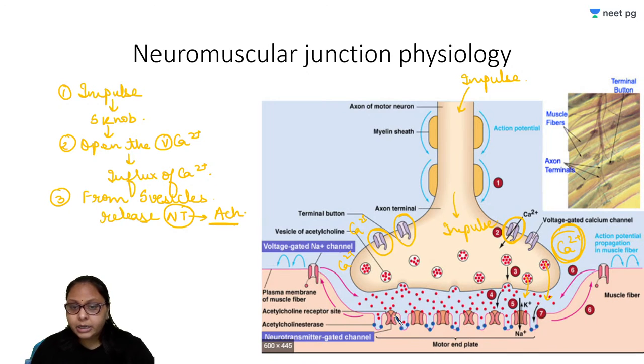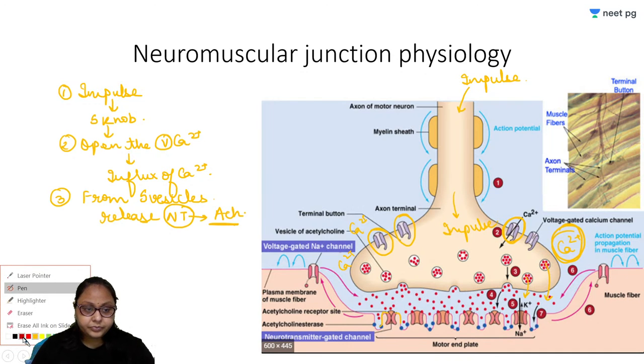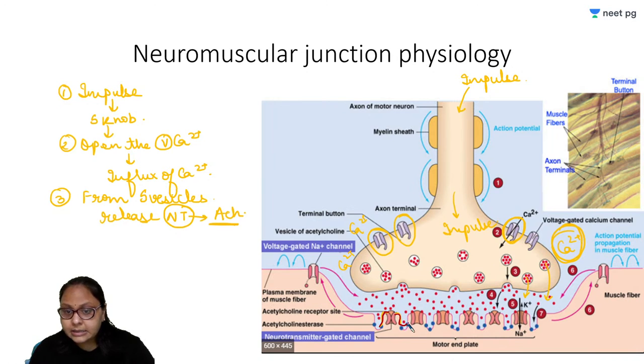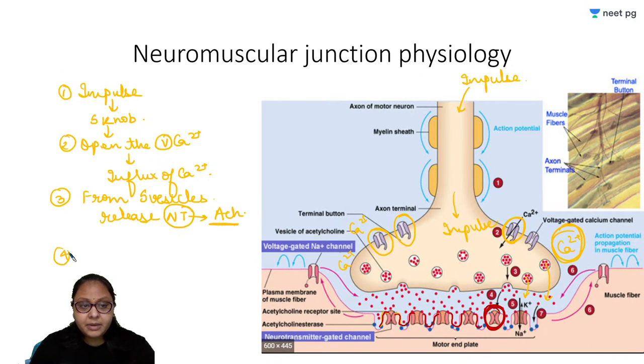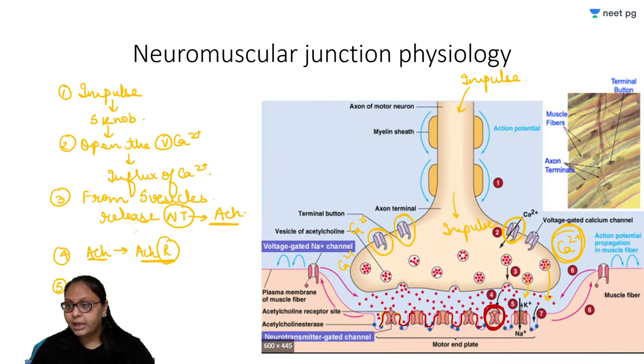What is the fourth step? This acetylcholine acts on the muscle fiber. This is the muscle fiber on which the acetylcholine receptors are present. So the fourth step is that acetylcholine acts upon the acetylcholine receptors, which are present on this muscle membrane, on the postsynaptic membrane. Now, when acetylcholine acts upon this receptor, what happens? I hope this is clear.